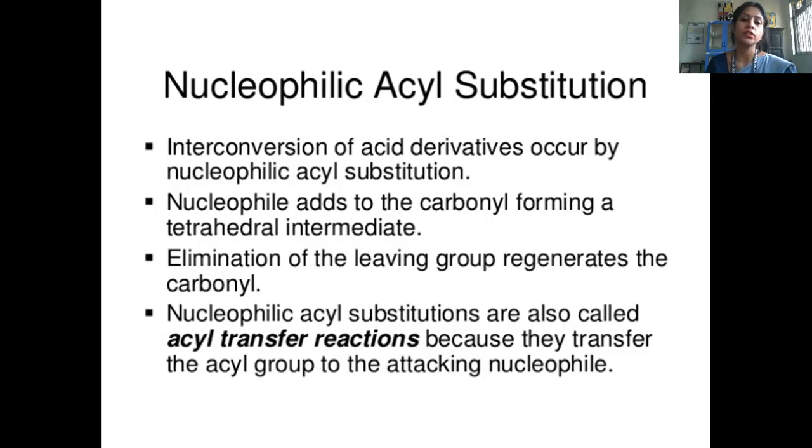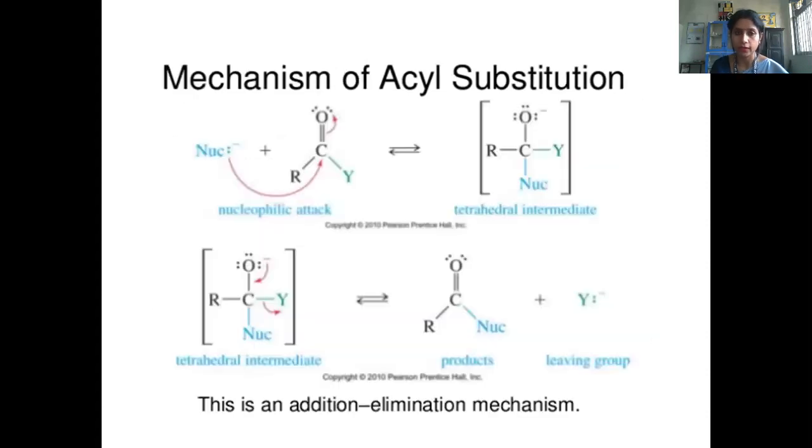What is this mechanism? In this reaction, the nucleophile adds to the carbonyl group, forming a tetrahedral intermediate, and then this is followed by elimination of the leaving group, which regenerates the carbonyl group. So nucleophilic acyl substitutions are also called acyl transfer reactions. Why? Because they transfer the acyl group to the attacking nucleophile.